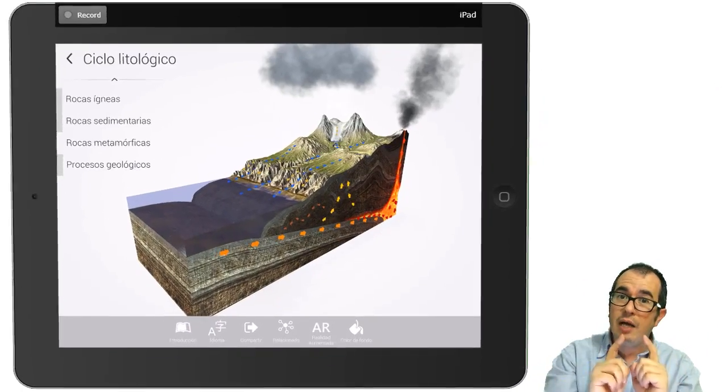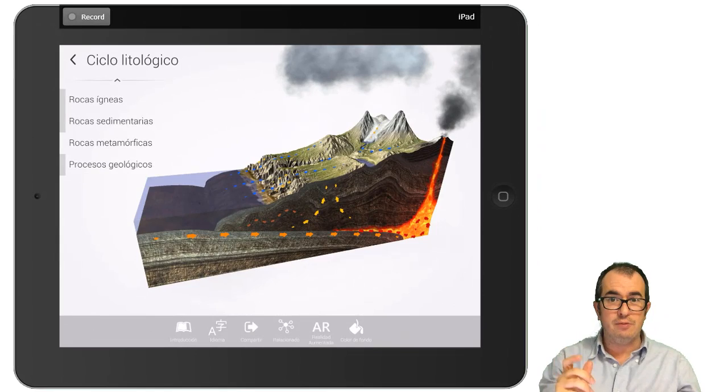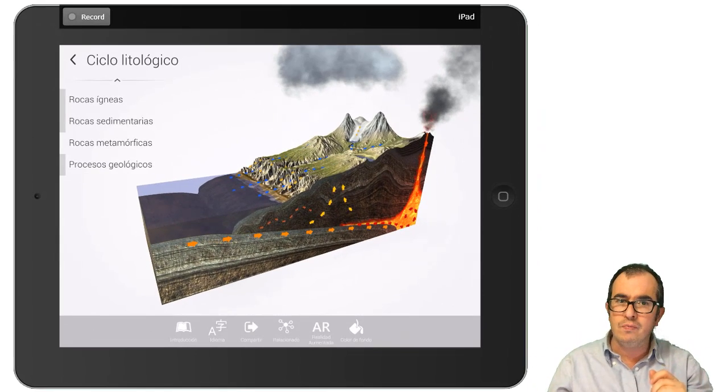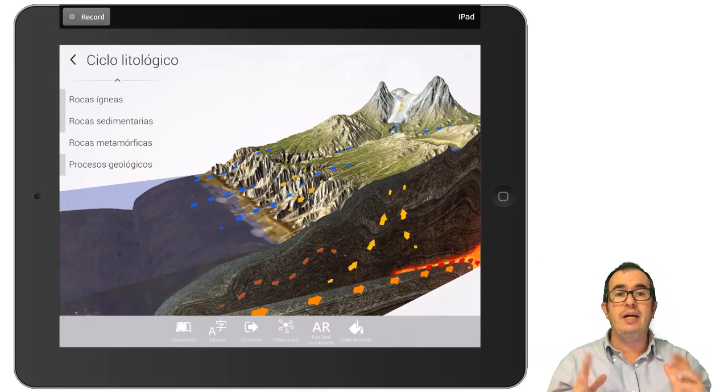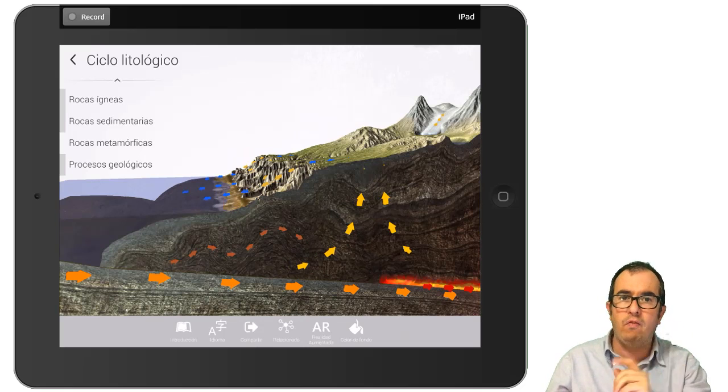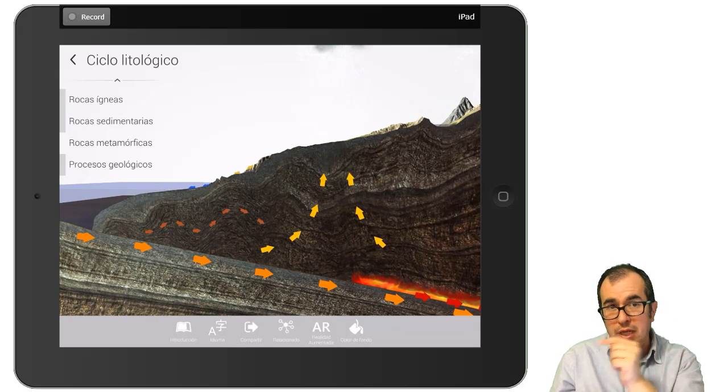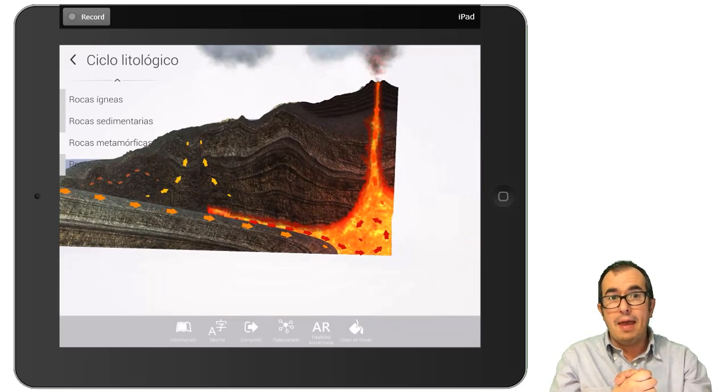Lastly, the last one is mountain formation. Mountains are formed by the folding of the Earth's crust and by volcanic activity, as you are looking here on the iPad.